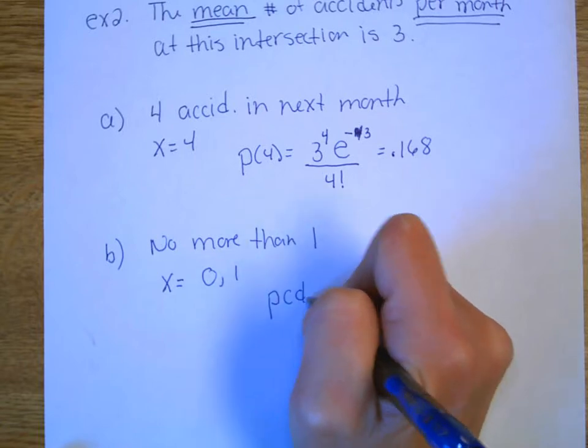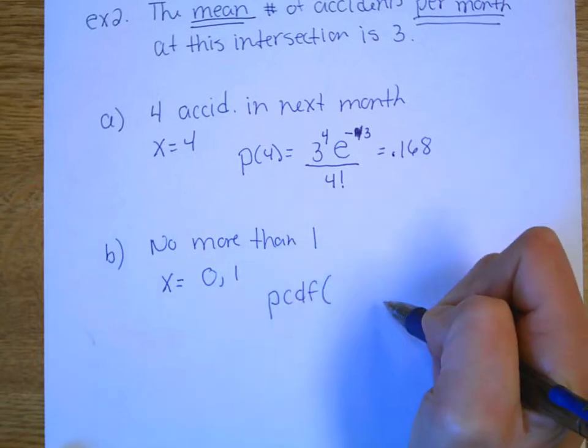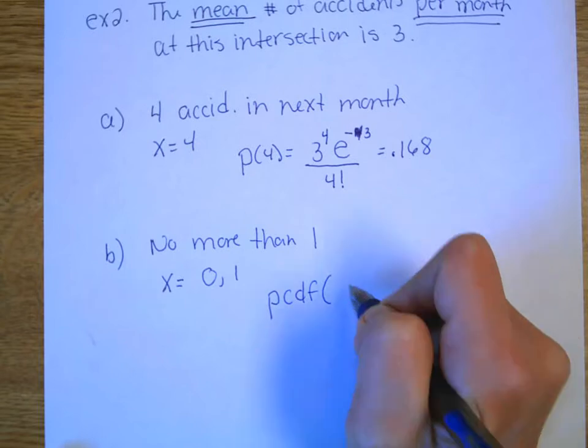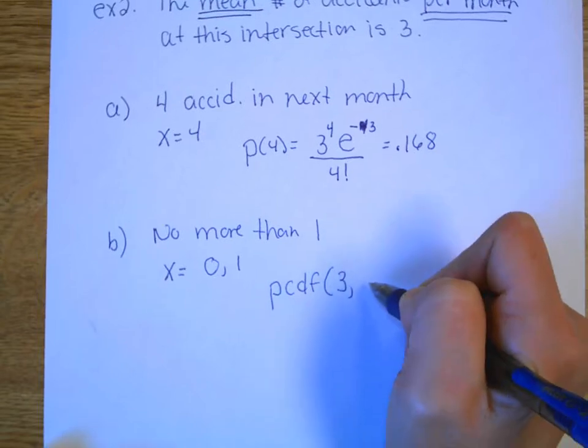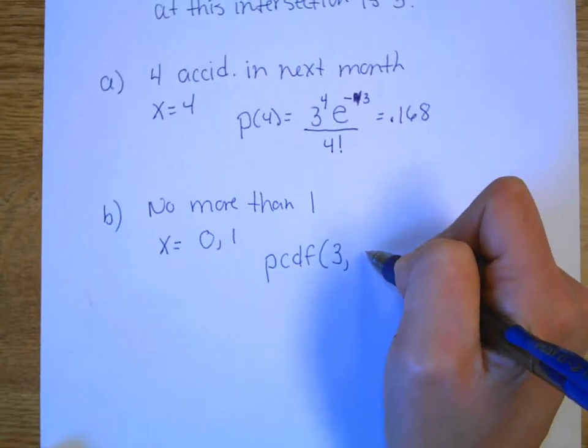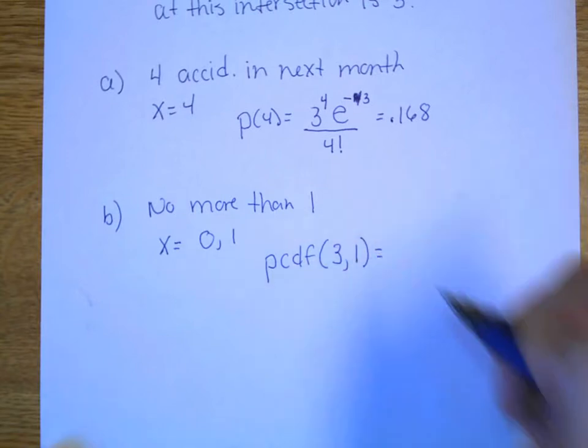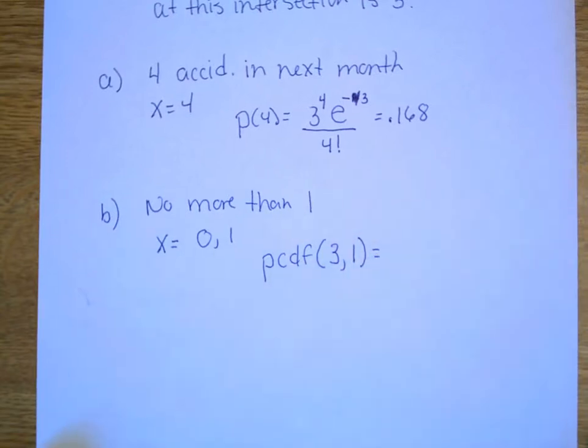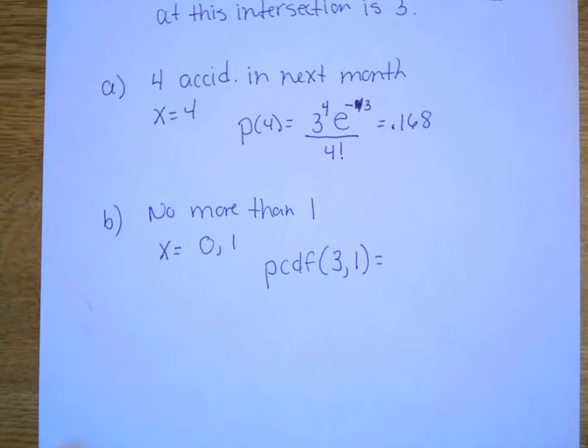PCDF, where you feed it the mu first. The mu is 3. What's the x value that we want it to stop adding at? 1. The average that's given, the mean that's given.